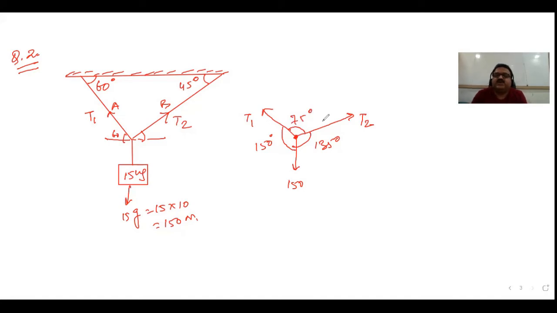Now I'm going to apply Lami's theorem again. T1 by sine of the opposite angle, that means sine 135 degrees.